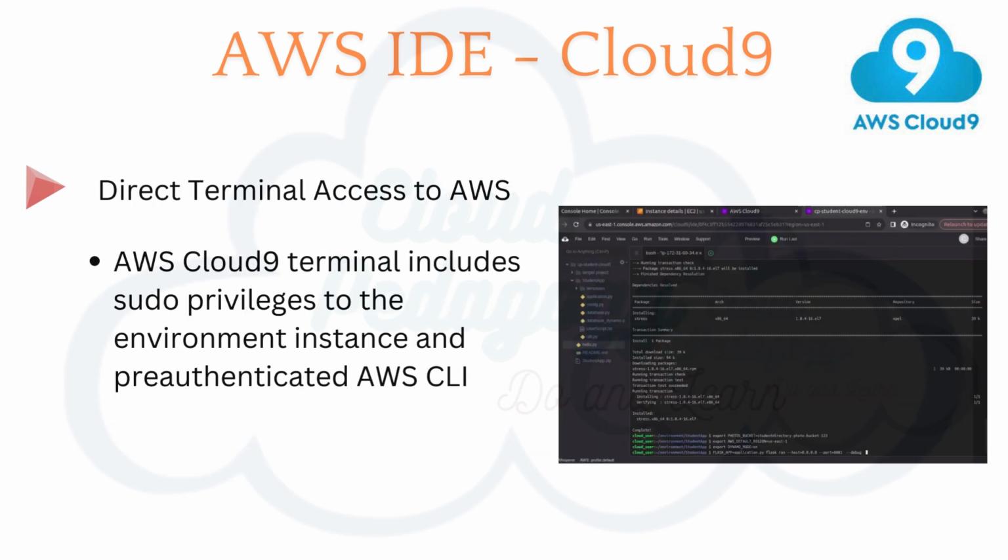Next, direct terminal access to AWS. AWS Cloud9 comes with a terminal that includes sudo privileges to the managed Amazon EC2 instance that is hosting your development environment and a pre-authenticated AWS command line interface. This makes it easy for you to quickly run commands and directly access AWS services.